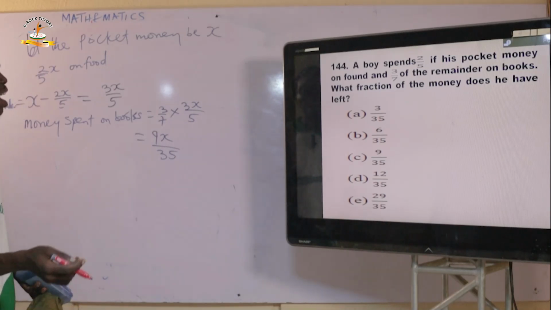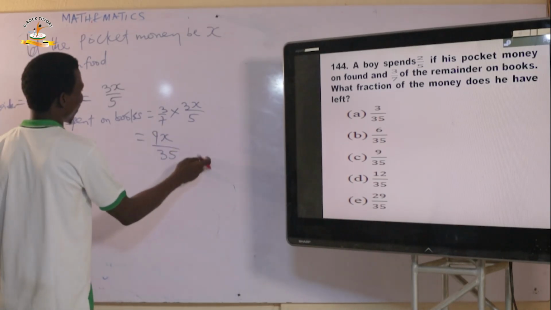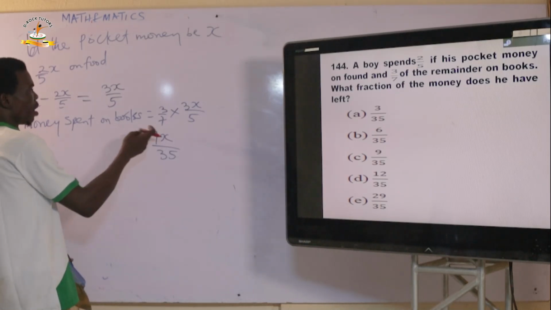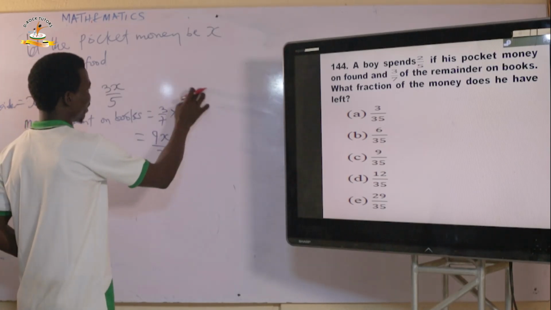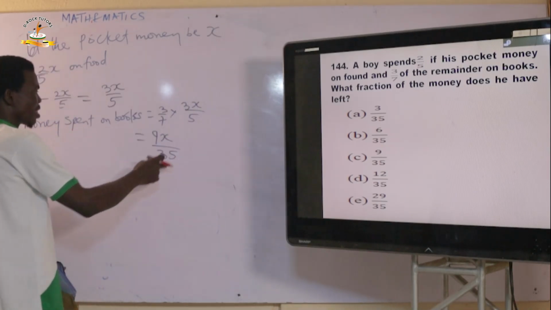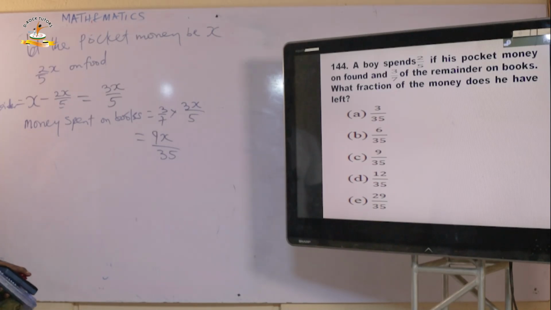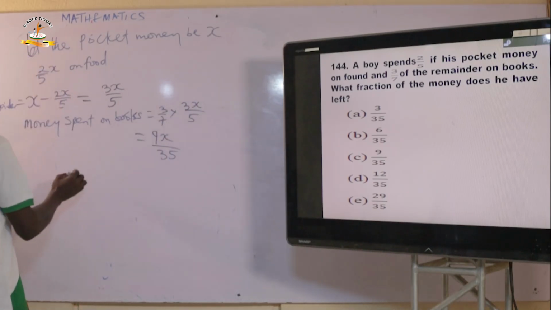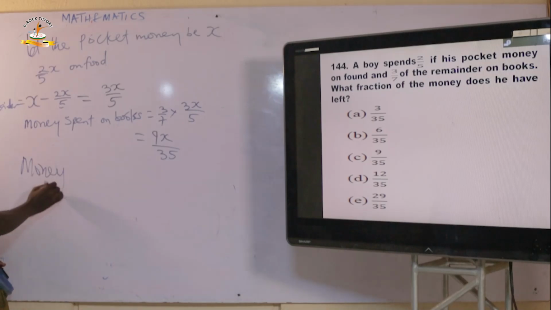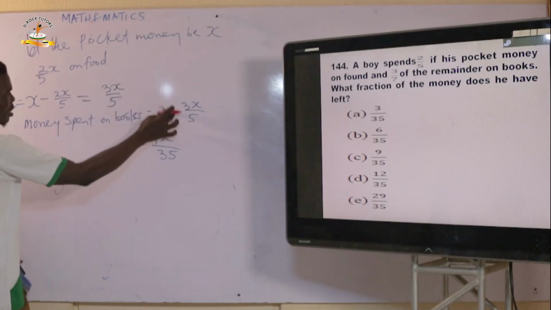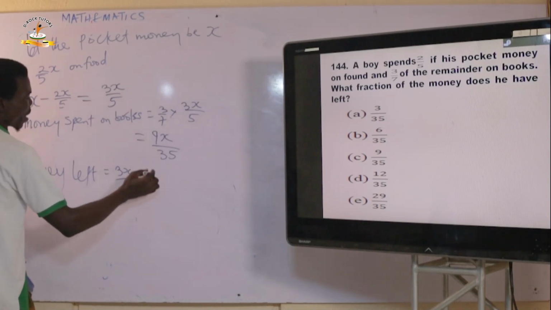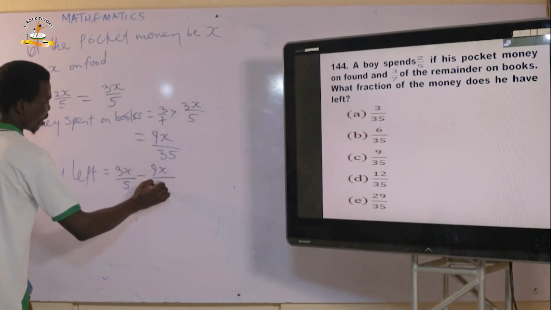What fraction of the money does he have left? So how much is he having left? He has spent 3 over 7 of the total money left, which is 9x over 35, on books. So you ask yourself, what is the total money left? Don't forget he had 3x over 5 before now. So money left will be what? This 3x over 5 minus the amount he spent on books, 9x over 35.